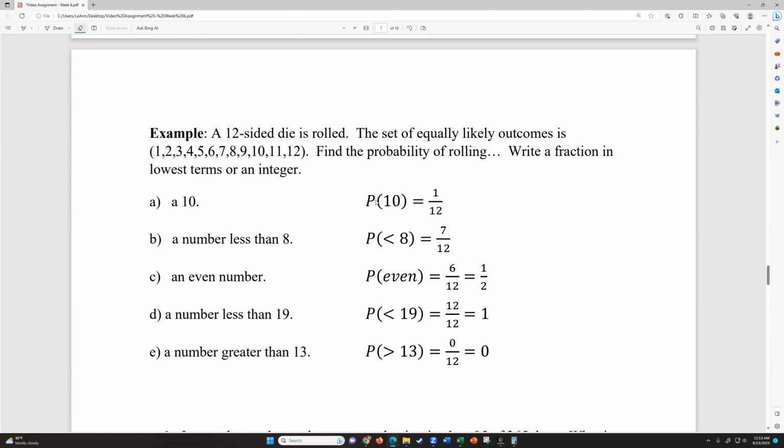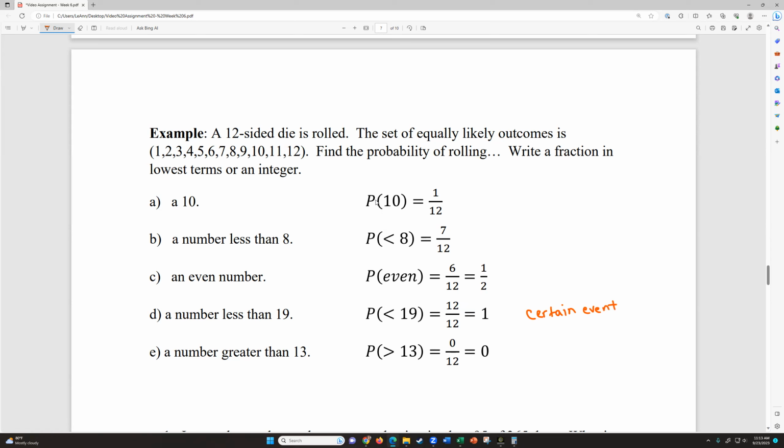Now 19 is not even on our die, but all of our numbers are less than 19. So if this is what they're asking, every single number on this list is less than 19. So that's why we would say all 12 items out of all 12 items, and that reduces to 1. So if someone said this as a statement about a 12-sided die, you have a 100% chance of getting what they've said. You're going to roll a number less than 19, okay? That's what we call a certain event. It is absolutely going to happen.